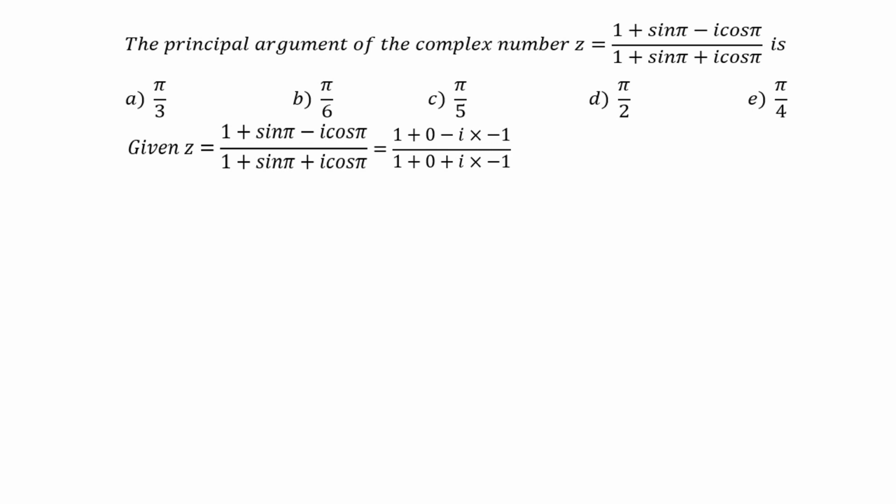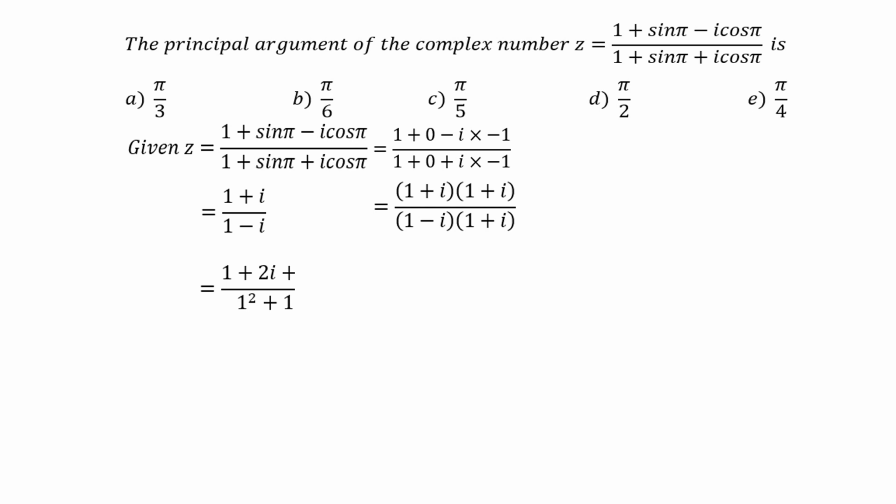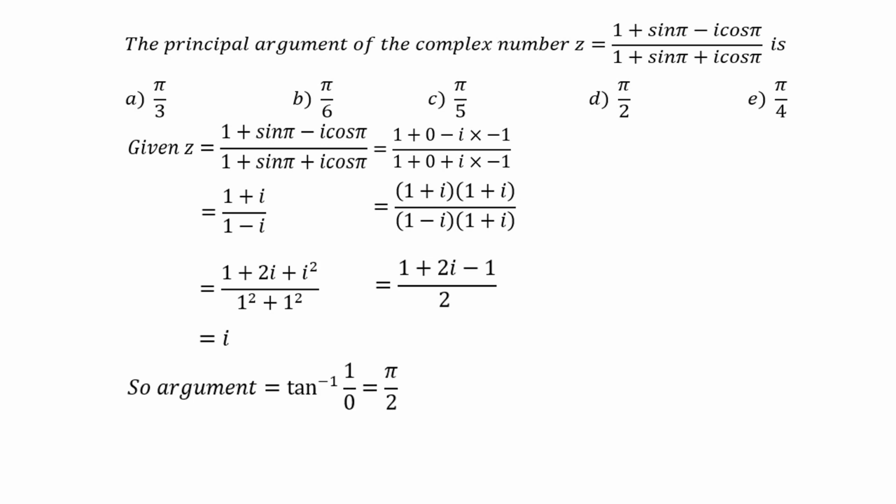So the complex number converts to (1 plus i) divided by (1 minus i). The conjugate of the denominator 1 minus i is 1 plus i. So we multiply the numerator and denominator with 1 plus i. We get the numerator 1 plus 2i plus i square and the denominator 1 square plus 1 square. That is (1 plus 2i minus 1) divided by 2, which is equal to i. So the argument is tan inverse of 1 by 0, that is equal to pi by 2. So the correct choice is D.